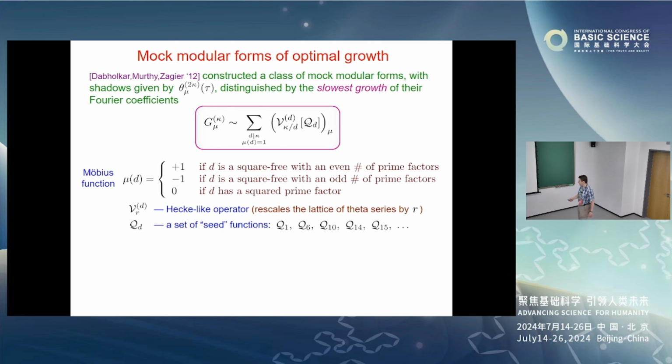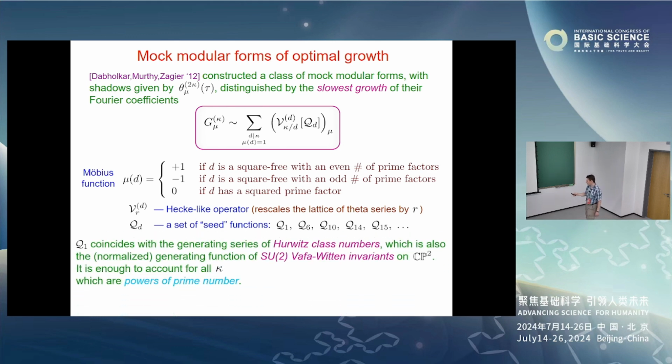And just for the following, it will be useful to remark that Q1 is, by the way, completely sufficient to describe all cases where kappa is a power of a prime number, for example. You shouldn't consider other seed functions. Q1 is one of the most standard objects in the theory of mock modular forms. It's the generating series of the so-called Hurwitz class numbers, and this is the same as the generating function of SU(2) Vafa-Witten invariants on P2. So this will be useful in the following.